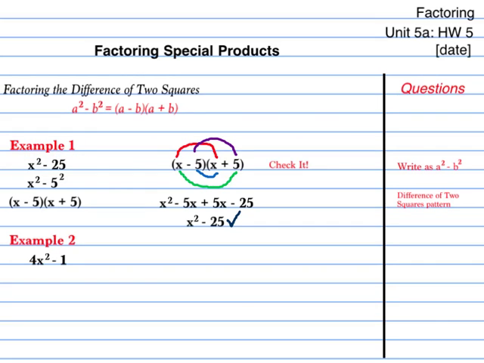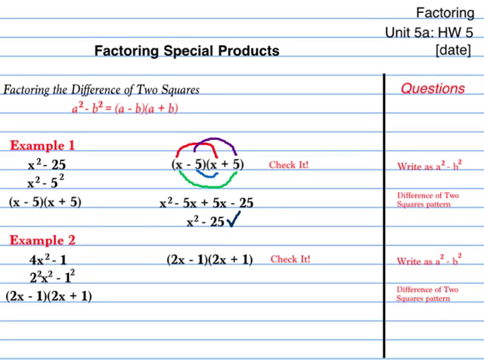Let's look at a second example. What happens when I have an a other than 1? Once again, I'm looking at perfect squares. 4x squared is a perfect square, and 1 is a perfect square. So I want to write it out. Everything is a square. I'll have 2 squared is 4, x squared, and then 1 squared is 1. So I have 2x minus 1 times 2x plus 1. And that's our difference of two squares pattern.